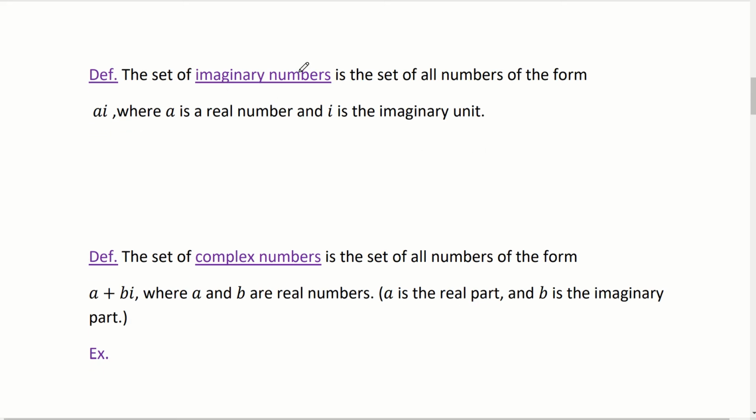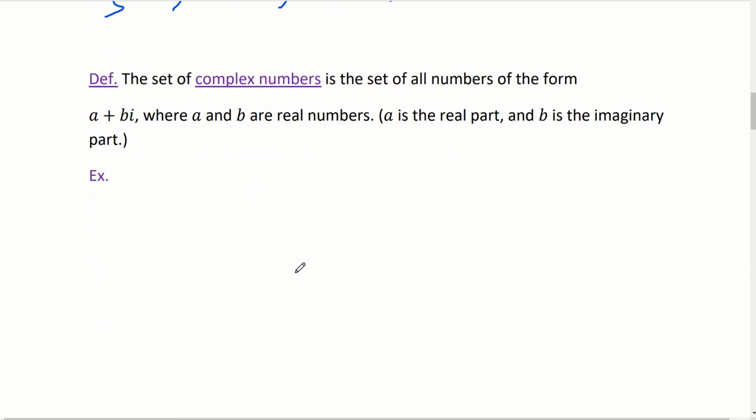So the set of imaginary numbers is the set of all numbers of the form a times i, where a is a real number and i is the imaginary unit. So things like 4/5 i, -7i, even the coefficient pi times i, or even something like i times the square root of 3. These would all be examples of imaginary numbers.